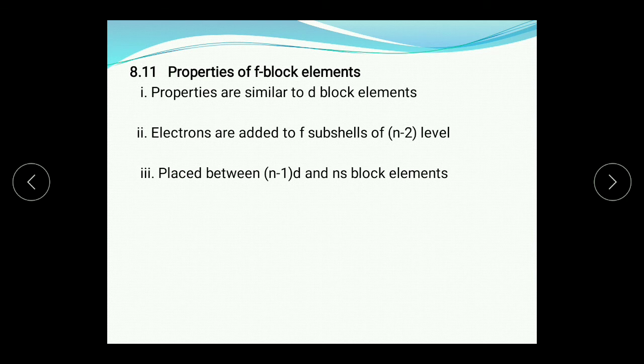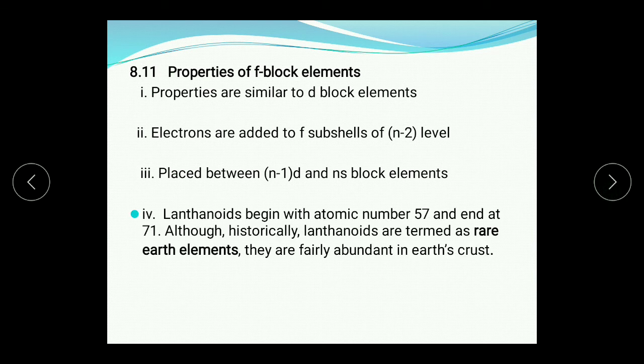In the same way, actinoids will be in the 5f series, that means 7s2, 6d 0 or 1, and 5f 1 to 14. That will be the general electronic configuration of lanthanides and actinides. Now, lanthanides begin with atomic number 57. Actually, 57 is lanthanum. From 58 cerium to 71 lutetium, there are the 14 lanthanides.